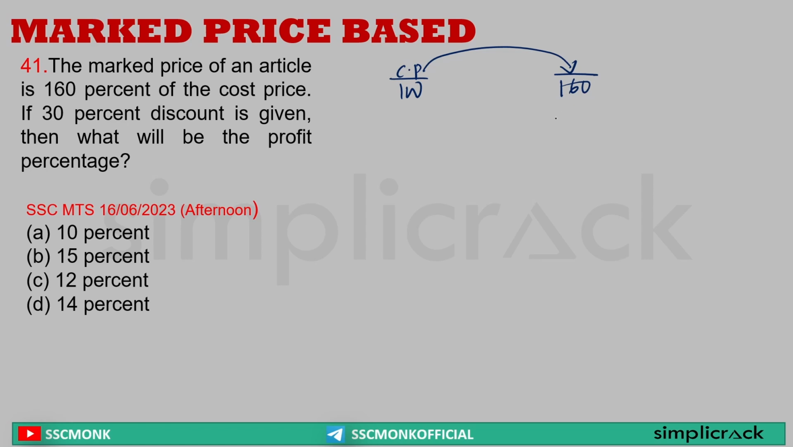Now, what is happening? He is giving 30% discount on this. That means the actual sales price is now 160 into 7 by 10. 10 crossed out, 16 into 7 is equal to 112. Sir, 100 cost price, 112 sales price, profit percentage is 12%.